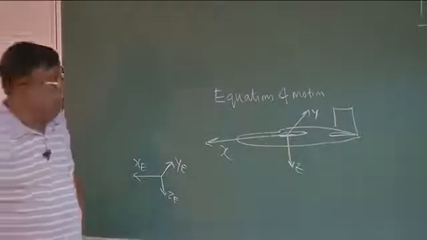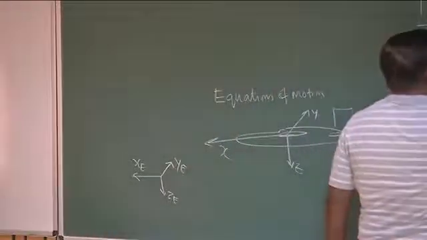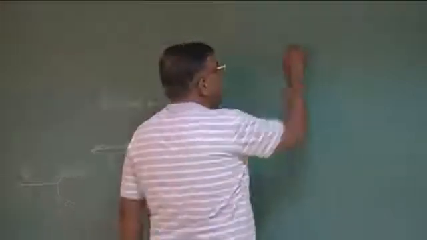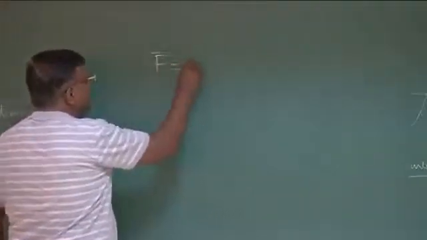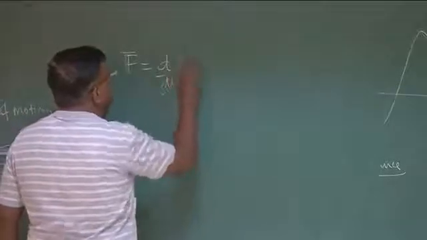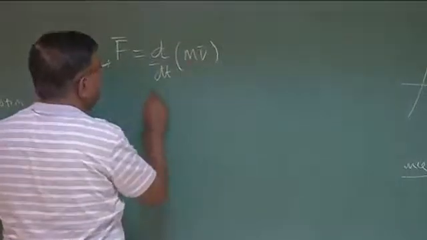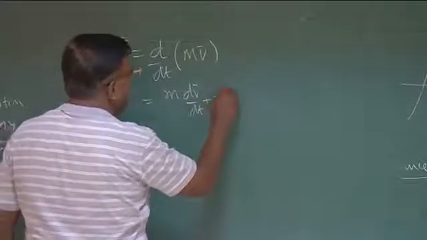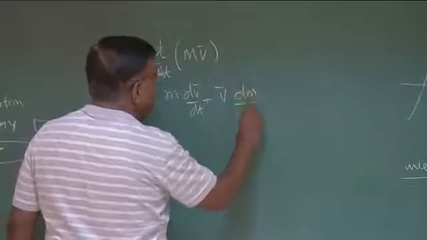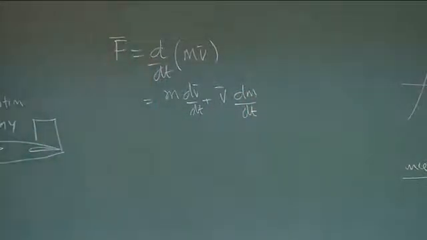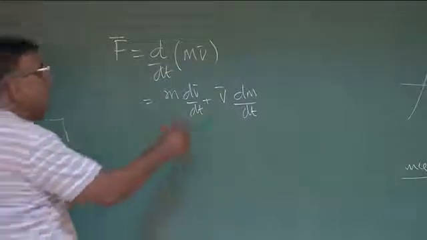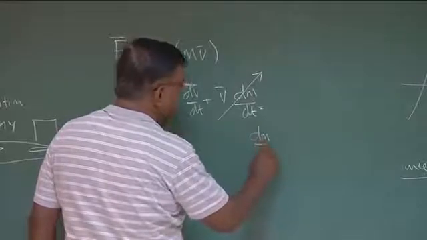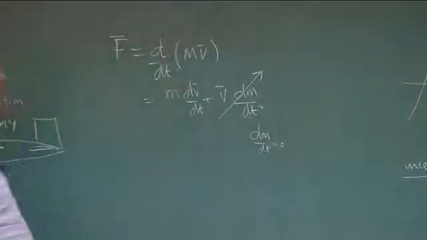Okay. Now the question was, if I am trying to write the equations of motion in an inertial frame, what will happen? So we know that F is d by dt, the rate of change of momentum, and you know this is nothing but m dv by dt plus v dm by dt. So another approximation we make. We said that we will neglect this second term, and assume that dm by dt is 0.